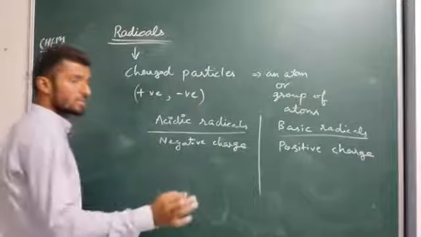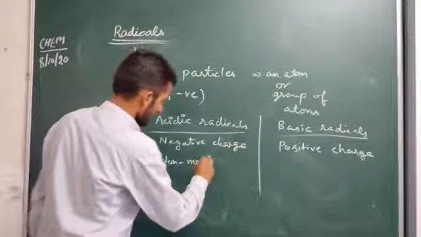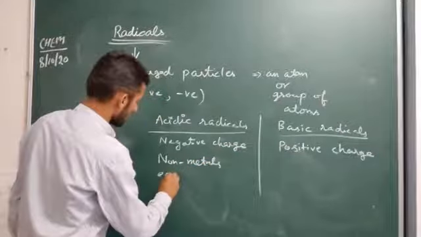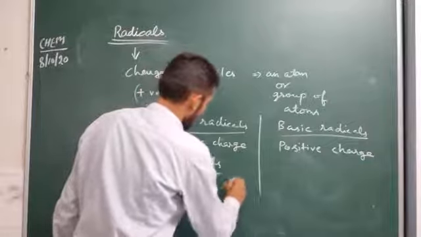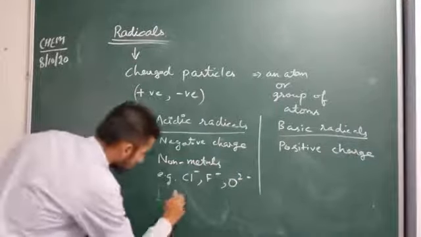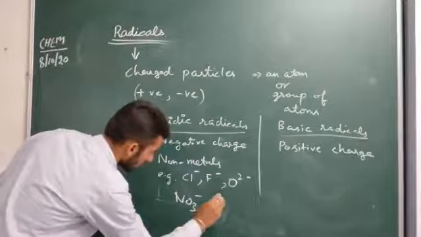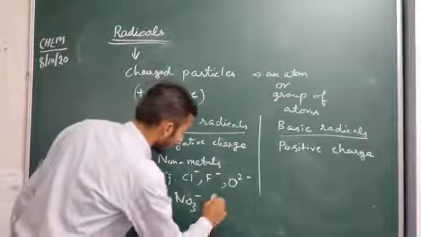Acidic radicals are generally formed by non-metals. Examples: Cl negative, F negative, O2 negative, clear, or NO3 negative. Many more examples are there. SO4 2 negative.